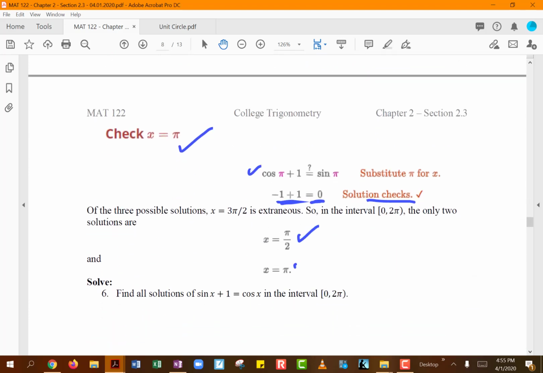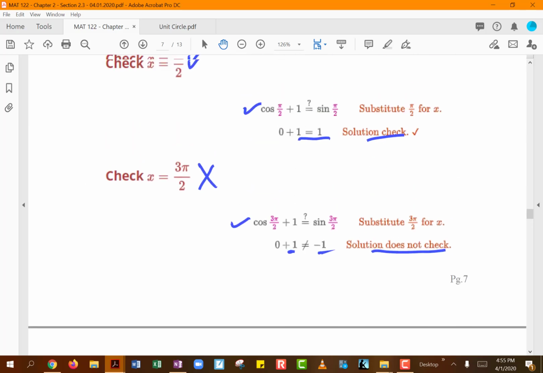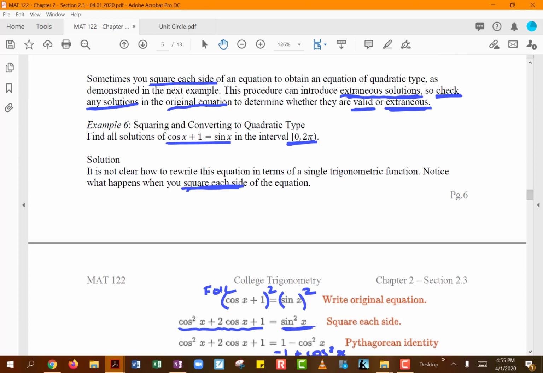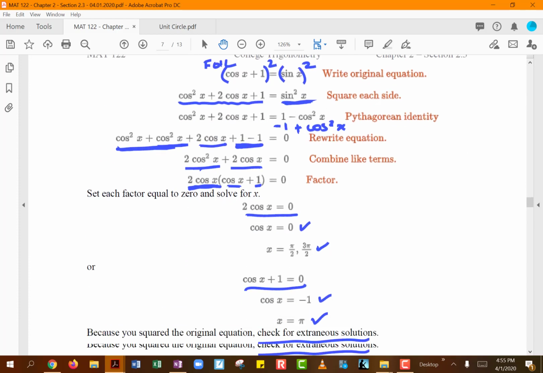So that's why these 2 are going to be your solutions. And remember, they told us to find our solution specifically in the interval 0 to 2 pi.